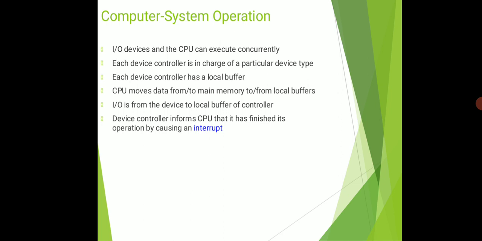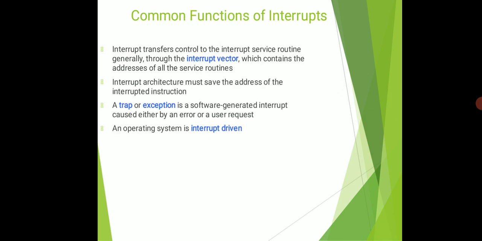So the device controller informs the CPU that it has finished its operation by causing an interrupt. So interrupt means it will cause a message, it will give a message, you are having an intimation. Likewise, so that is called interrupt. So these all come under computer system operations.